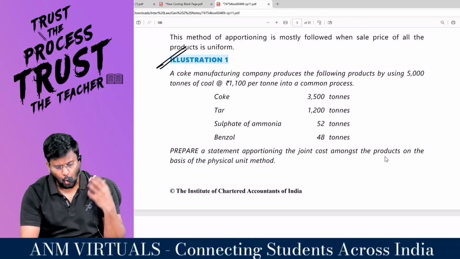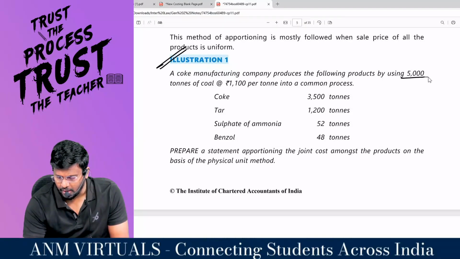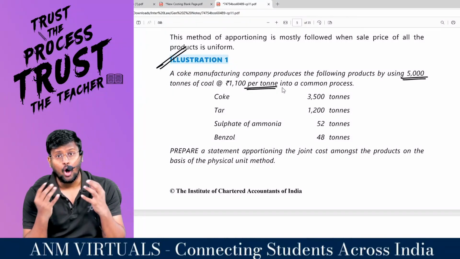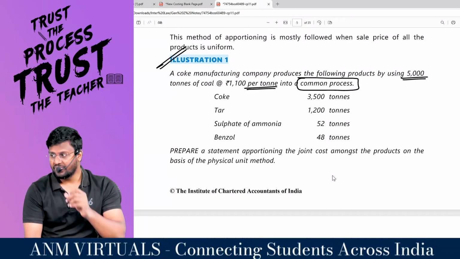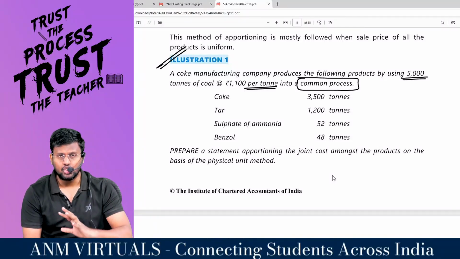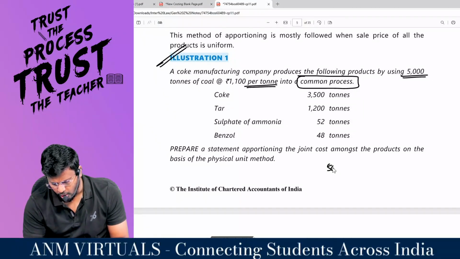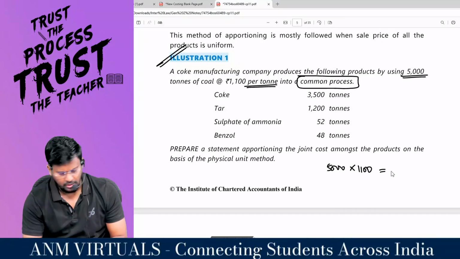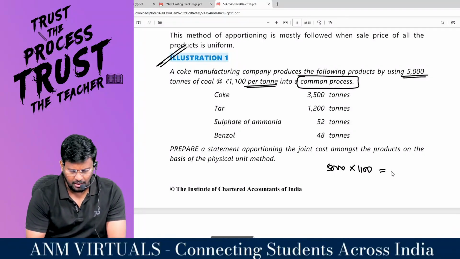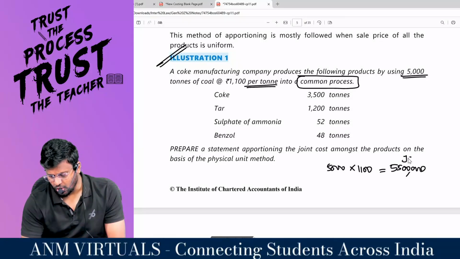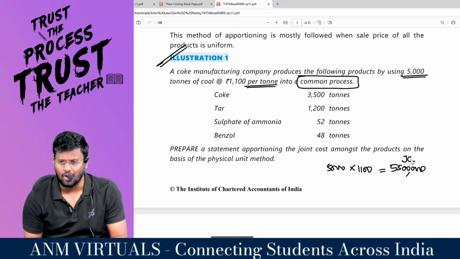Illustration number 1. A coke manufacturing company produces the following products by using 5,000 ton of coal at the rate of 1,100 per ton in a common process. This is what process costing meant, but in process costing there is one input, one output. In joint product and byproduct, it is one input, multiple outputs. That is the only difference. So 5,000 tons of coal as input, every ton at 1,100, comes to 55 lakhs. 55 lakhs is called the joint cost for this chapter.